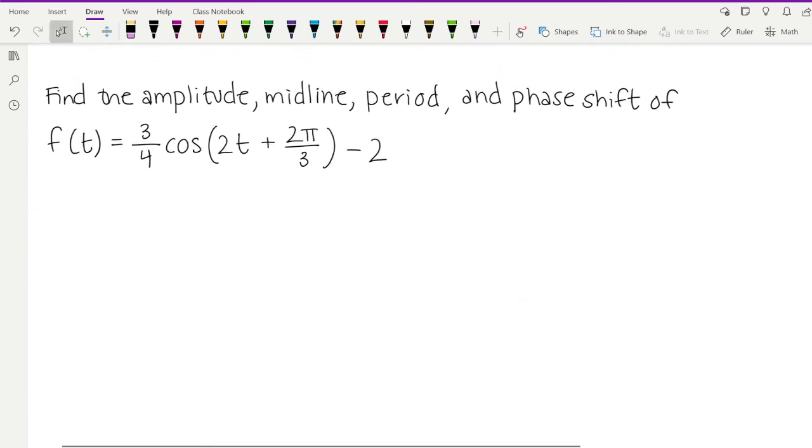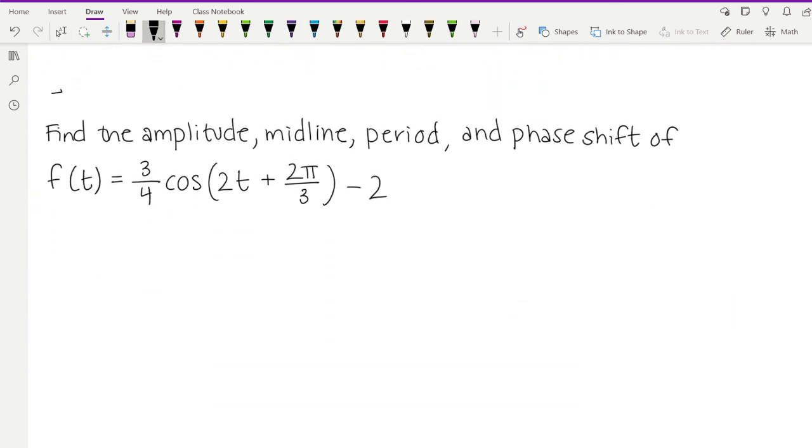Okay, last question I want to do. This one, we're not going to be graphing anything because this is a slightly more complicated example, but we're just going to write down the amplitude, midline, period, and phase shift. Just get a little more practice with that. Okay, so let's start with the amplitude.